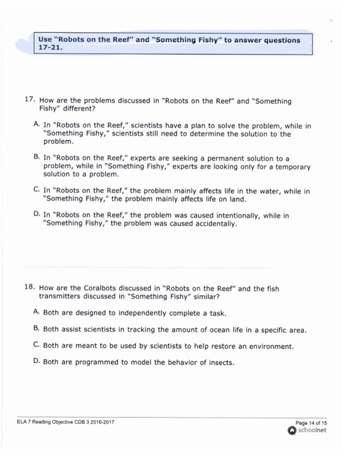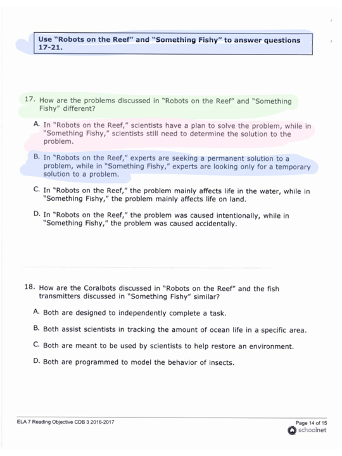Use Robots on the Reef and Something Fishy to answer questions 17 through 21. Number 17. How are the problems discussed in Robots on the Reef and Something Fishy different? A. In Robots on the Reef, scientists have a plan to solve the problem, while in Something Fishy, scientists still need to determine the solution to the problem.